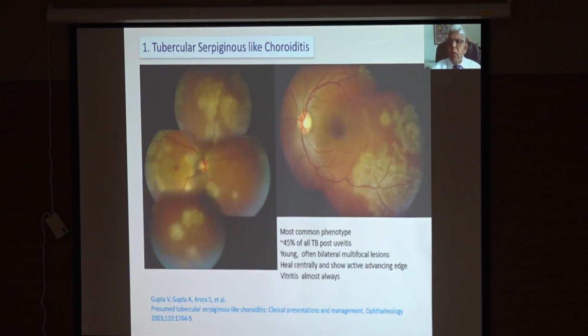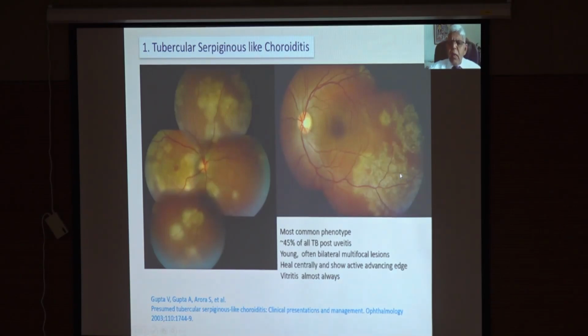Nearly half of the patients with TB uveitis, young people, will present with bilateral, or almost bilateral, multifocal lesions of choroiditis, which classically heal centrally. This is what we named multifocal serpiginous-like choroiditis, or tubercular serpiginous-like choroiditis, almost 20 years ago. Now there is a universal consensus all over the world that this is the commonest phenotype of TB uveitis, and you have to be familiar with it.